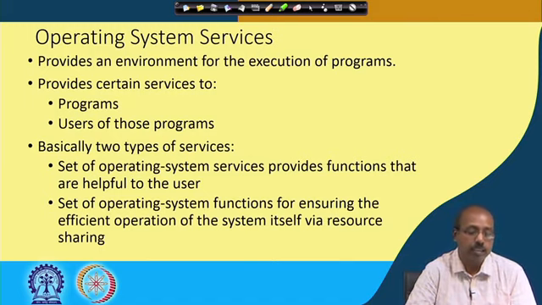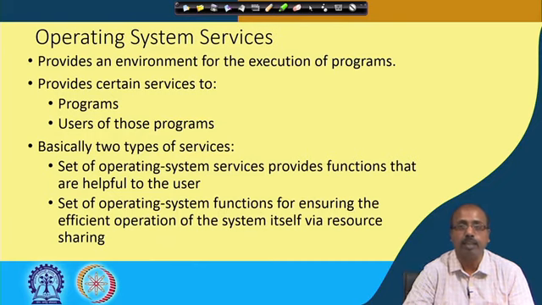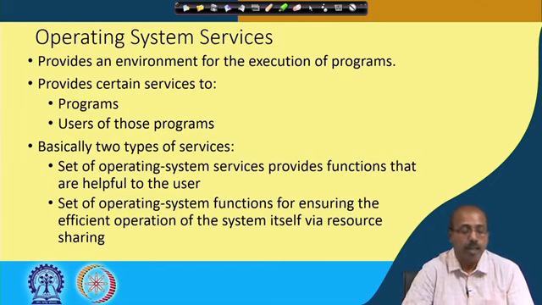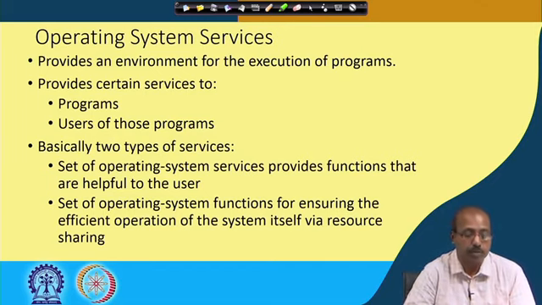The second thing is that it should provide services to the users of those programs. So, for example, the user wants to enter some data. That data entry should be facilitated by means of the operating system and the devices. So, it must provide certain services to both the programs that are running in the system and the users of those programs. There are two types of services that an operating system can provide.